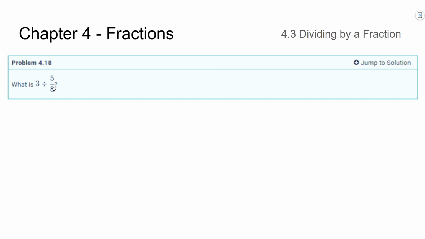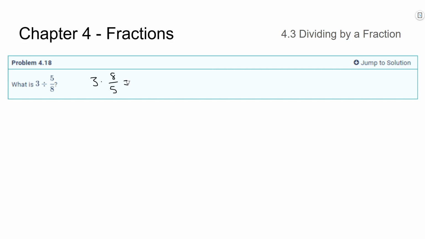Okay, so what is 3 divided by 5/8? Well, we know that division is just multiplying by the reciprocal, so 3 times. Now, what's the reciprocal of 5/8? Well, now we know that the reciprocal of 5/8 would be 8 over 5.